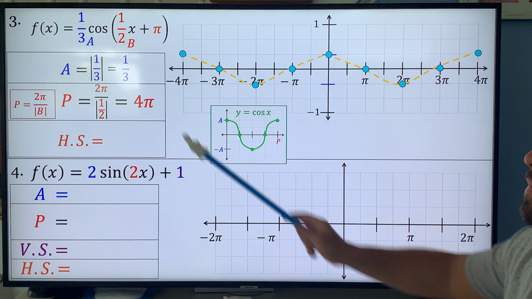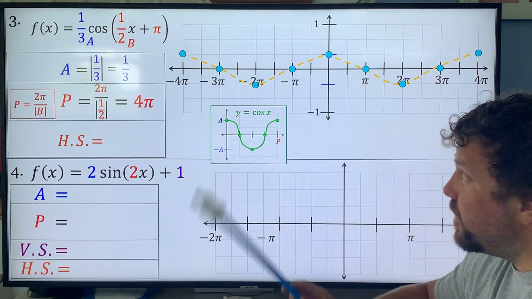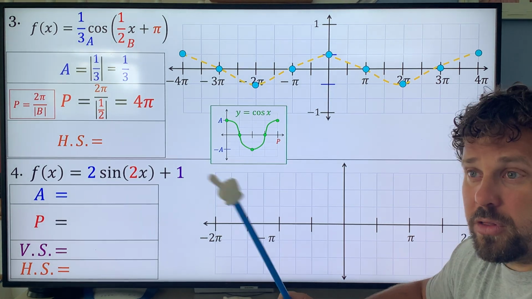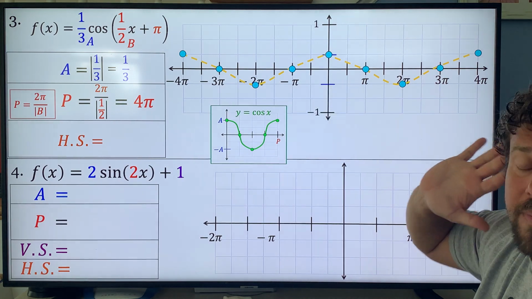Now, because of this pi, there's going to be a shift involved. You can graph the shift right away if you want. I like to graph the original one and then do my vertical and horizontal shifts, just me personally. That's why I put the dash here, because it's not my completed graph.